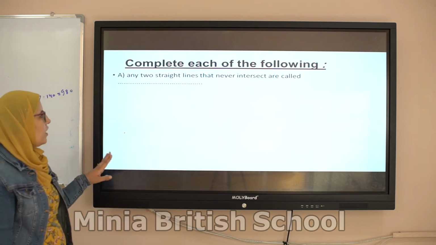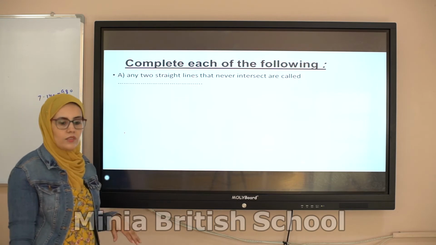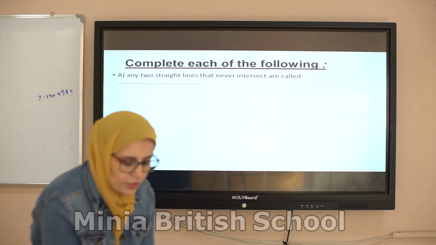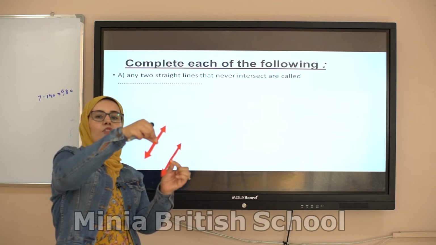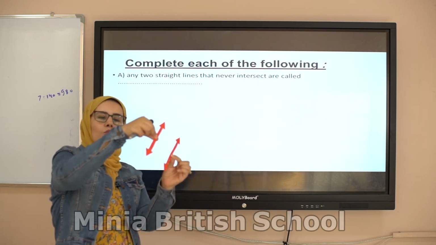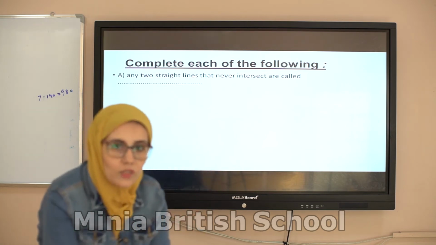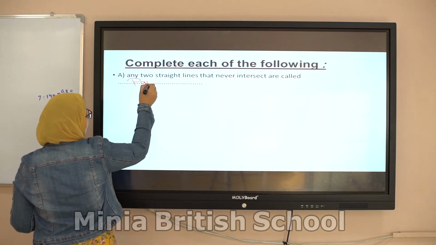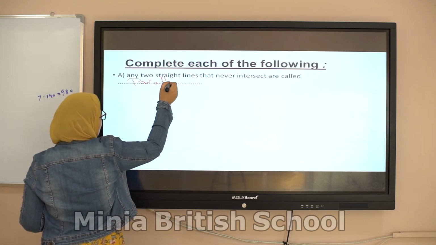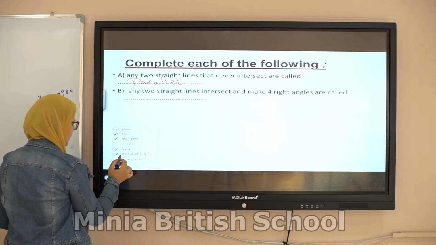Any 2 straight lines that never intersect are called what? 2 straight lines never meet. Intersect means meet. 2 straight lines never intersect, called what? Called parallel. This is the third case, parallel. Let's see the next one.